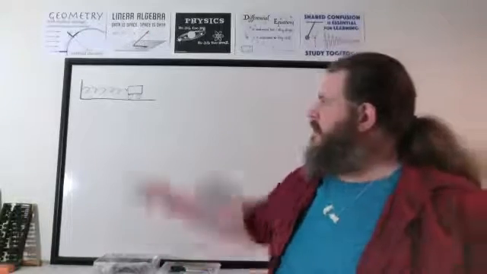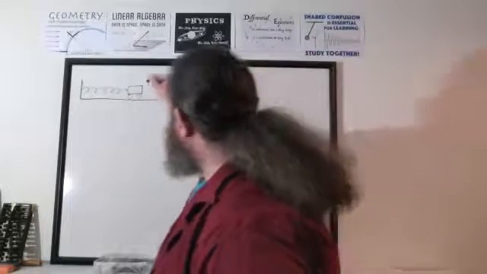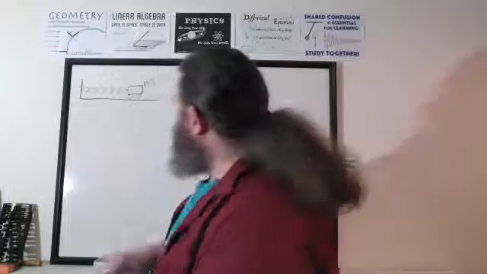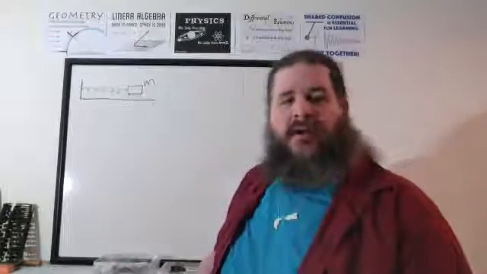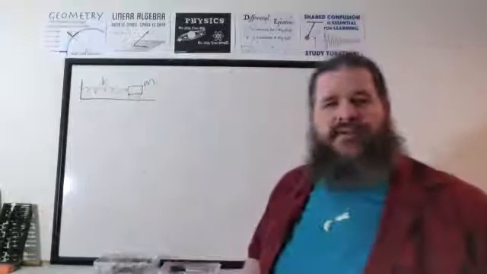Let's say you have this object attached to a spring, and let's say we know the mass of the object, mass m, and let's say we know the spring constant as well, spring constant k, representing how sturdy or how stiff the spring is.